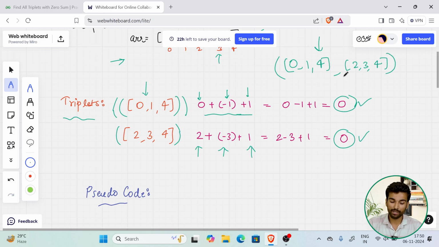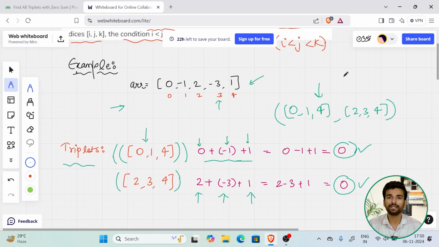Okay, so I hope the example and the problem statement are clear to you. Let's quickly move to the approach. First of all, we are going to see a brute force approach.